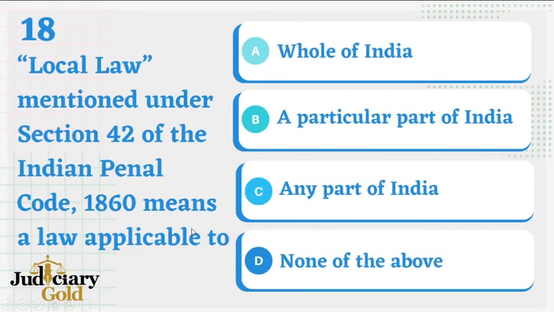Question 18. Local law mentioned under section 42 of Indian Penal Code 1860 means law applicable to whole of India, a particular part of India, any part of India, none of the above. A particular part of India. So local law, that is lex loci, law of that particular land or area, वो उसी एरिया में applicable होगा जहां के लिए वो enacted है.